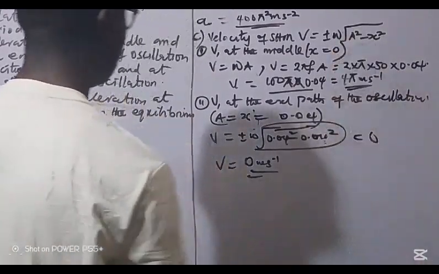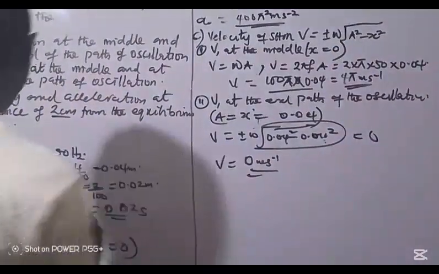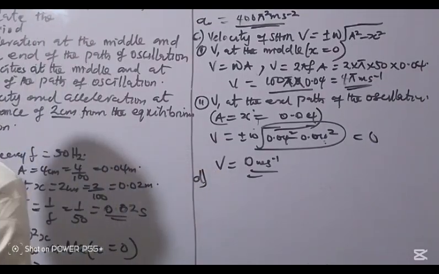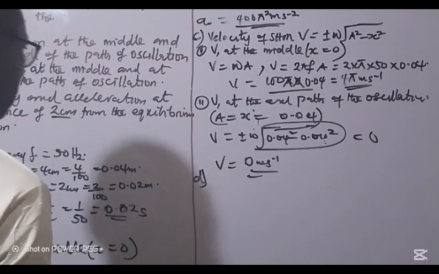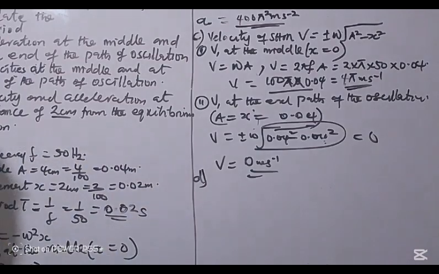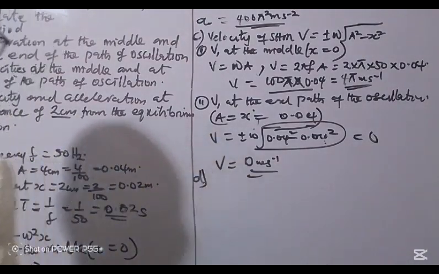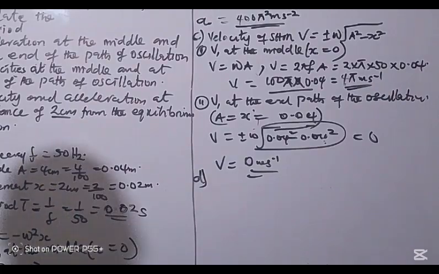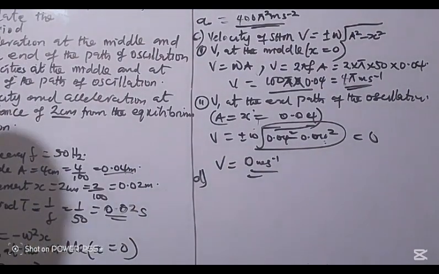The D part of the question: velocity and acceleration at a distance 2 centimeters from the equilibrium position. Here, the values of A and S will be used together, that is amplitude and displacement. The amplitude here is 0.04. According to the question, the displacement here is 0.02.